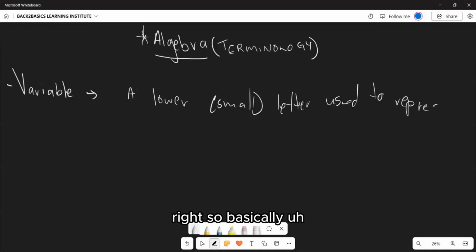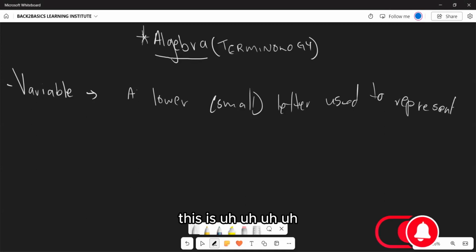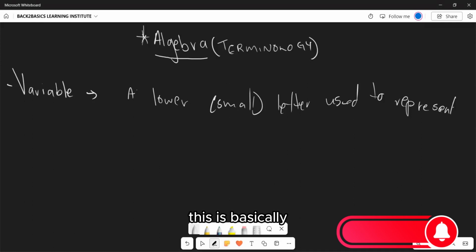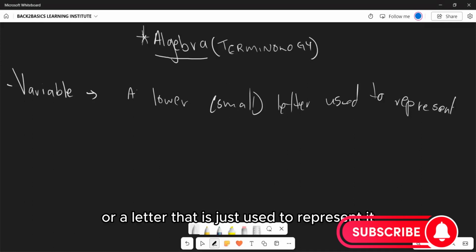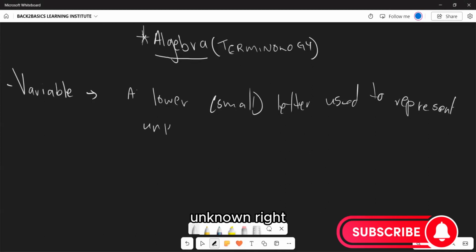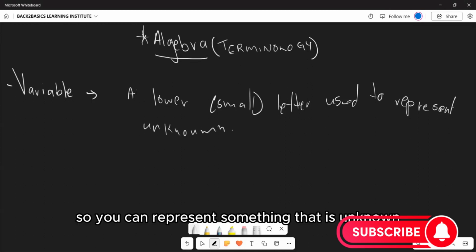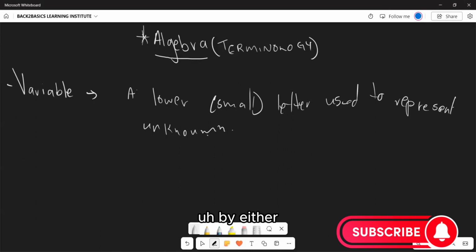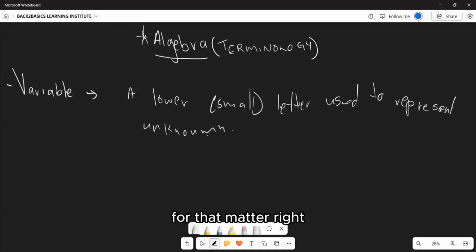Basically, this is an alphabet or a letter that is just used to represent an unknown, for something that is unknown, right? So you can represent something that is unknown by your letter A, your letter B, your letter C, your letter X, or any letter for that matter. So that is going to be your variable.